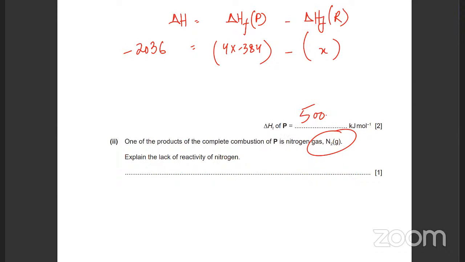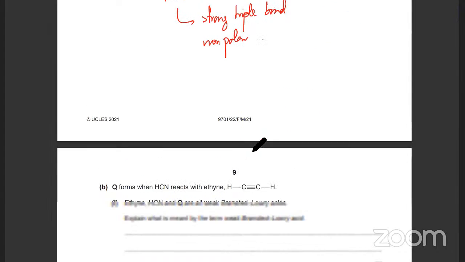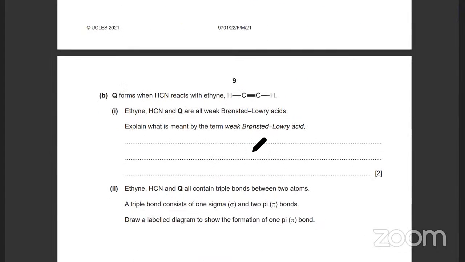It has strong triple covalent bonds. Okay, so one is this: it's very strong, a triple bond with high bond energy. And the other one is no dipole. It's non-polar, which is why it doesn't really attract anything or isn't attracted to anything.